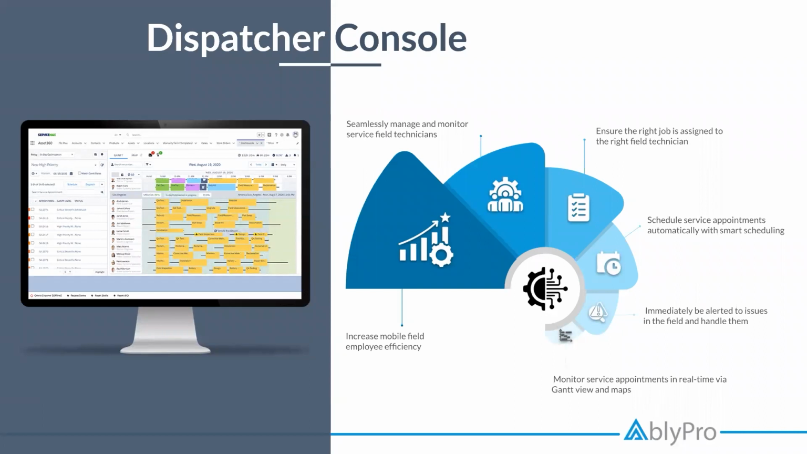Next, we're going to talk about the dispatcher console. On the left-hand side here, you can see the screen of what a typical Gantt view would be, and the Gantt view is within the dispatcher console. As you can see there, we have a view of the different technicians, and on the right of that, you can see their respective service appointments and things of that nature. And we'll have a look at this later on when we're looking at the demo.